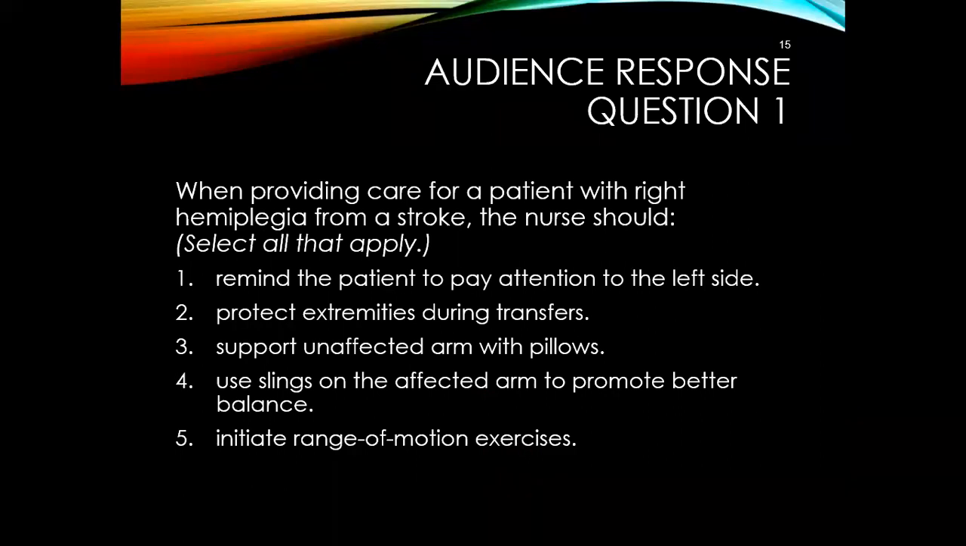Audience response question. Here's the first one that you have. When providing care for a patient with right hemiplegia from a stroke, the nurse should what? Select all that apply. Remind the patient to pay attention to the left side. Protect extremities during transfers. Support unaffected arm with pillows. Use sling on the affected arm to promote better balance, or initiate range of motion exercises. I will give you a second to determine your answer.